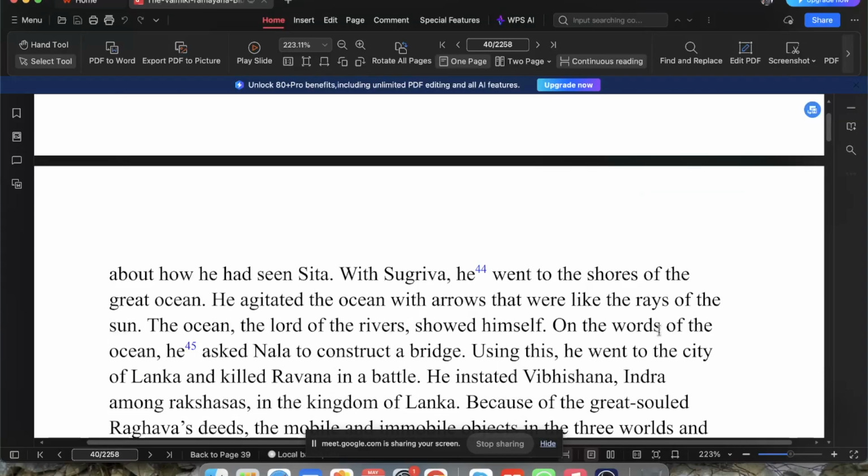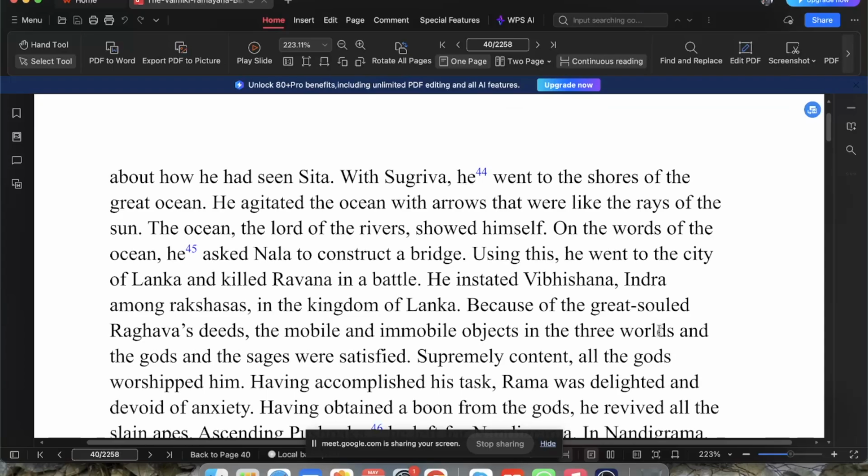With Sugriva, he went to the shores of the great ocean. He agitated the ocean with arrows that were like the rays of the sun. The ocean, the lord of the rivers, showed himself. On the words of the ocean, he asked Nala to construct a bridge. Using this, he went to the city of Lanka and killed Ravana in the battle. He instated Vibhishana, Indra among Rakshasas, in the kingdom of Lanka.